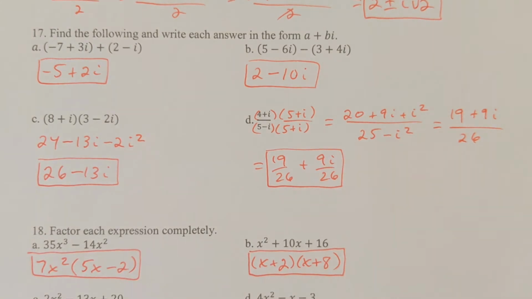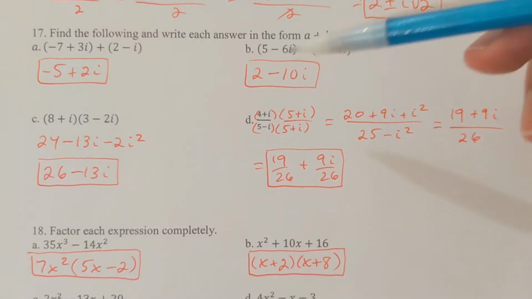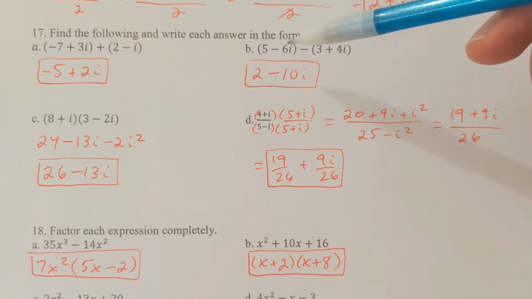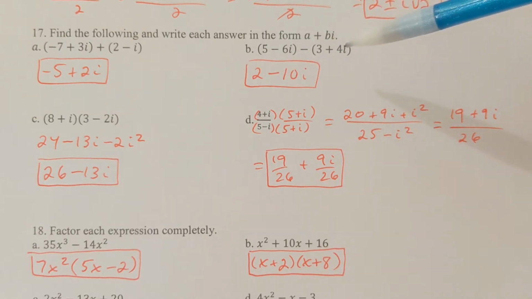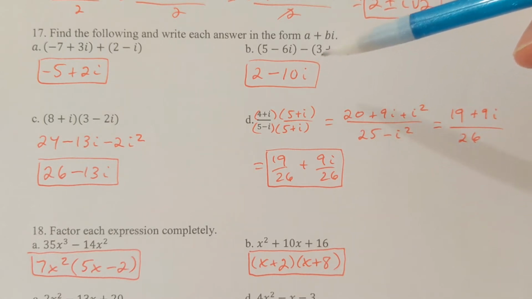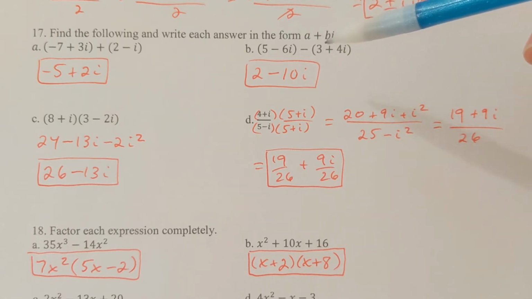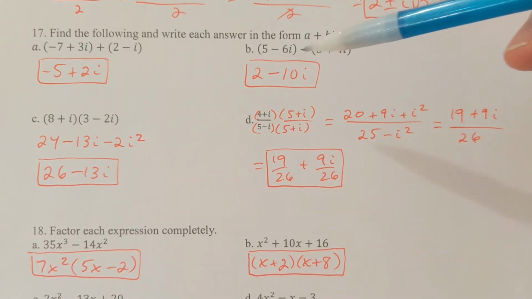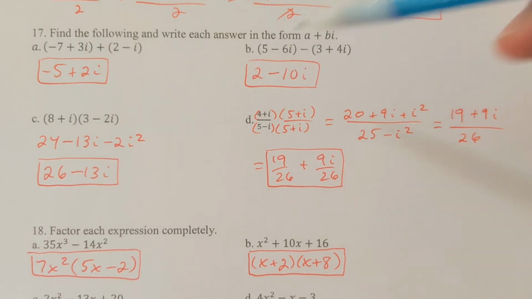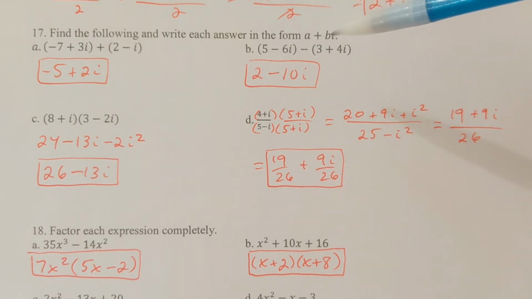5 minus 6i minus 3 plus 4i. Well, combine the real parts, combine the imaginary parts. 5 minus 3 is 2. -6i minus 4i is minus 10i. So 2 minus 10i is the answer. Addition and subtraction I don't think are so bad. We just need to make sure that we're in the form a plus b times i.